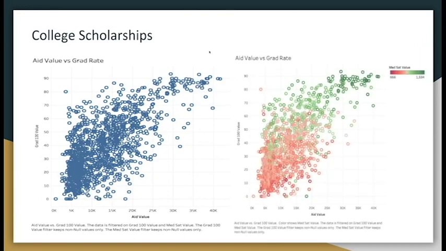But taking a look at the second plot, we see that SAT value might have an effect on this, as higher SAT values seem to result in higher amounts of aid and higher graduation rates.